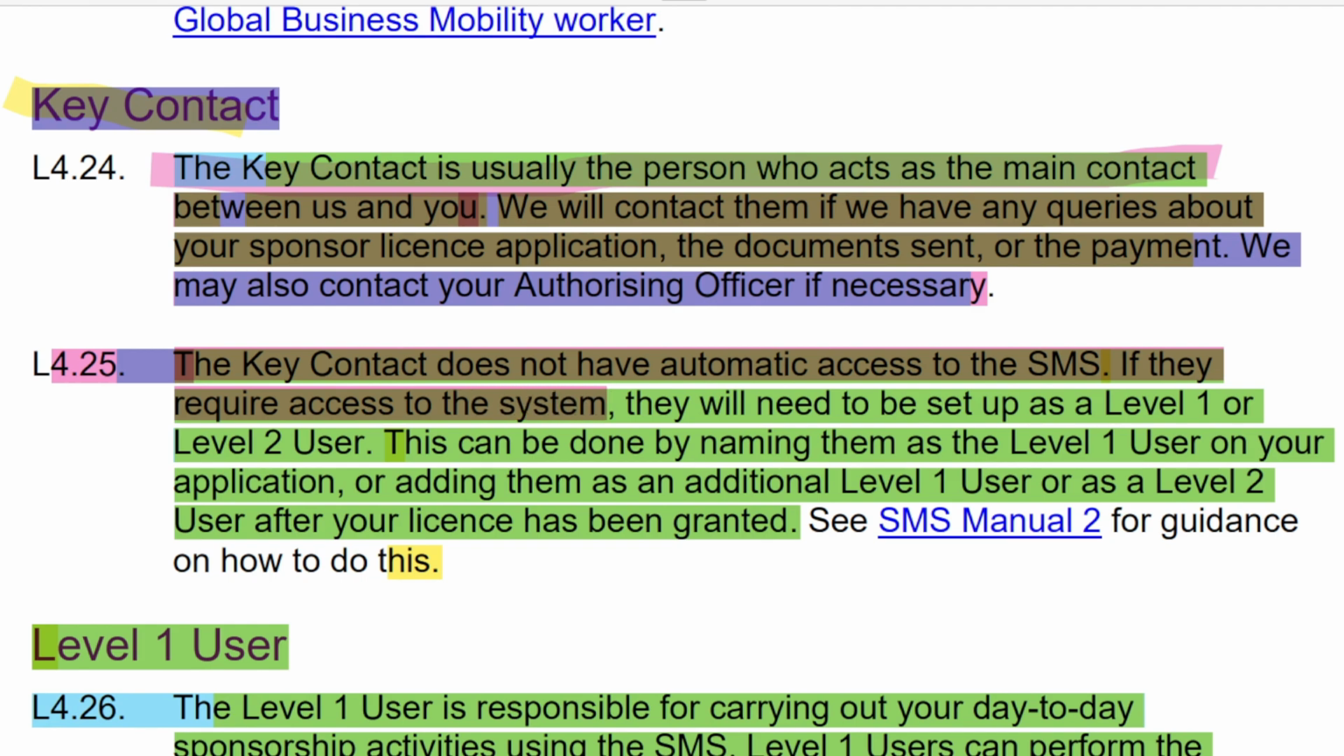L425. The key contact does not have automatic access to the SMS. If they require access to the system, they will need to be set up as a level 1 user or level 2 user. This can be done by naming them as a level 1 user on your application, or adding them as an additional level 1 user or as a level 2 user after your license has been granted.